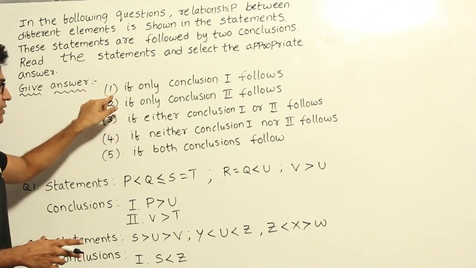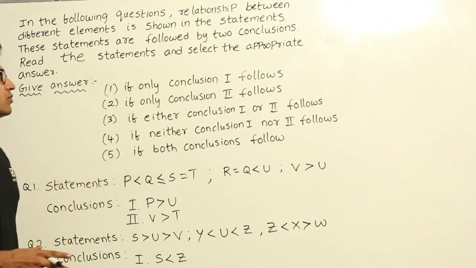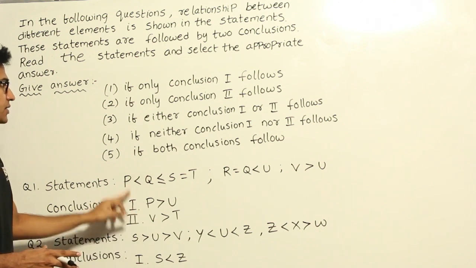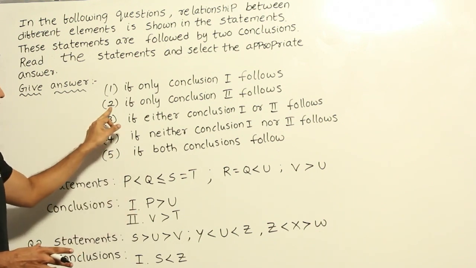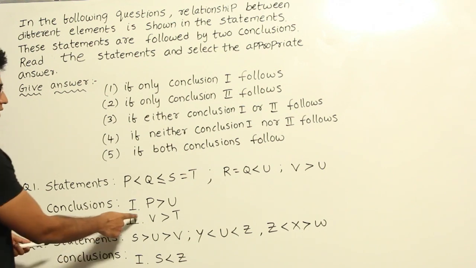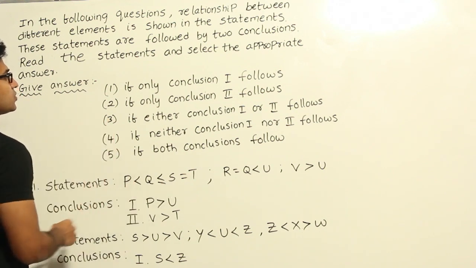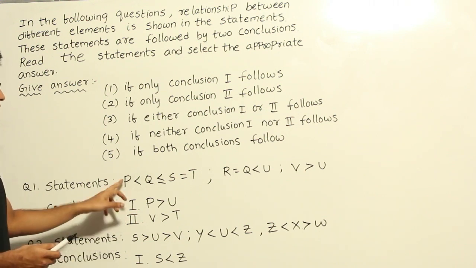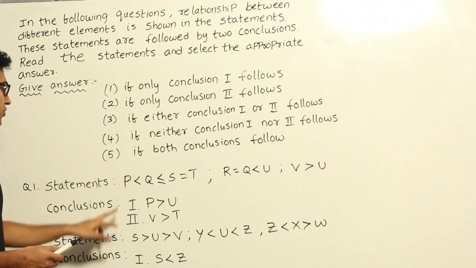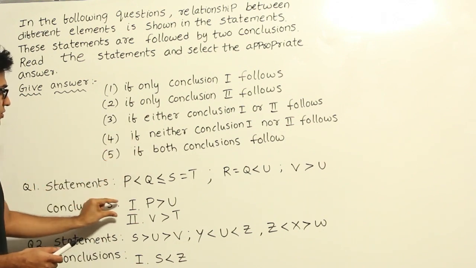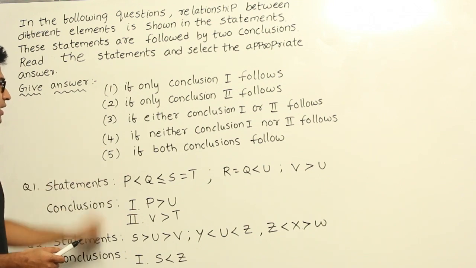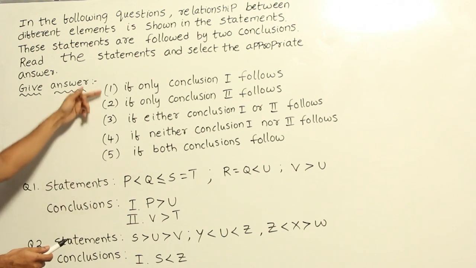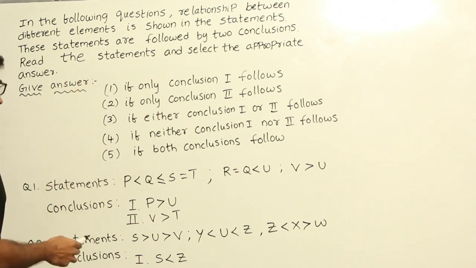You have to say that the answer is 1 if only conclusion 1 follows from this. The answer is 2 if only conclusion 2 follows. If either conclusion 1 or conclusion 2 follows, then you can say the option is 3. If neither of them follows, then the option is 4. If both of them follow, which means both 1 and 2 follow, then it is 5, right? So depending on which conclusions follow, you have to choose one of these options. Let's see the questions one by one.